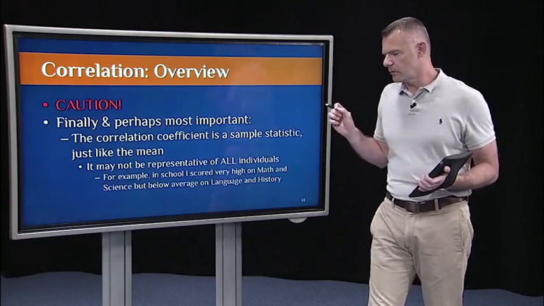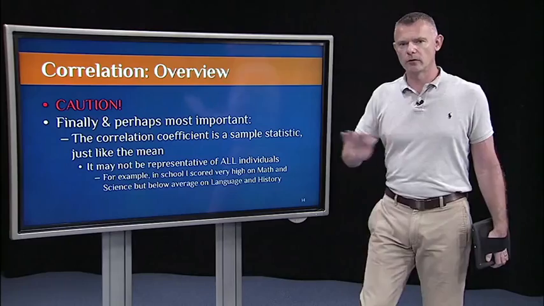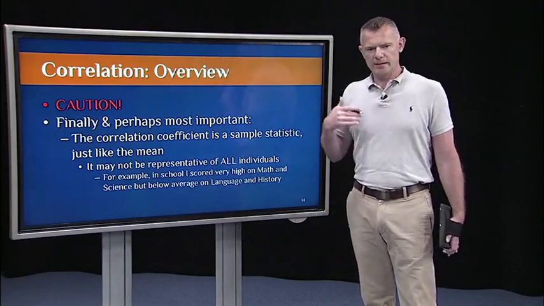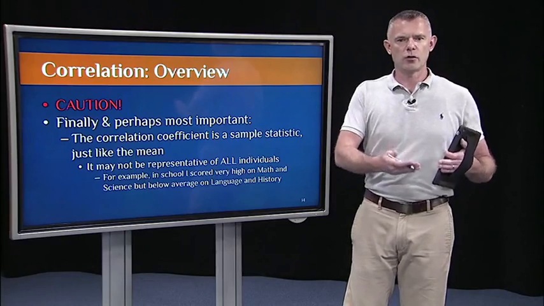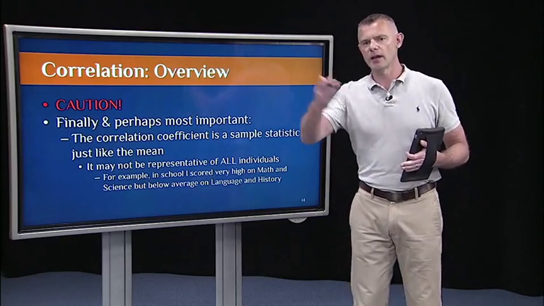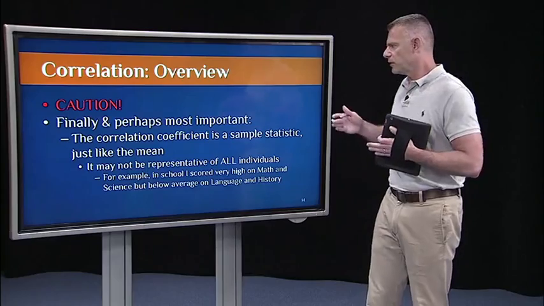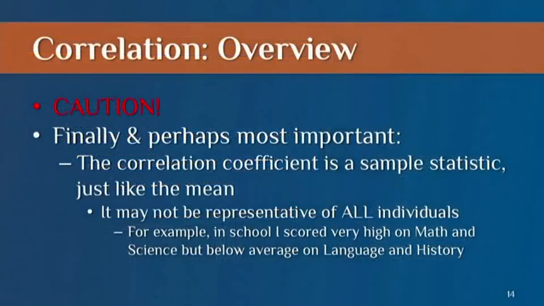And finally, this is the last cautionary note, and it's perhaps the most important for general consumers of statistics and particularly correlations. A lot of people get upset when they hear that, say, your score on some standardized test predicts how well you're going to do in college. But it's only a sample statistic. A correlation coefficient is a sample statistic, just like a mean is a sample statistic. And it may not be representative of everyone in the sample, unless the correlation's 1.0, right?